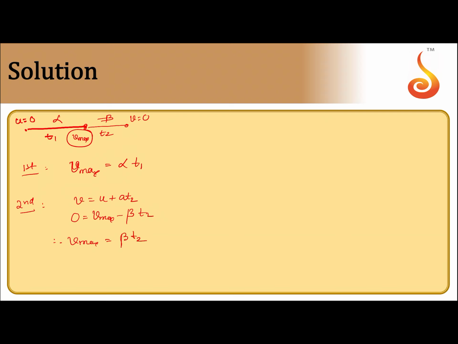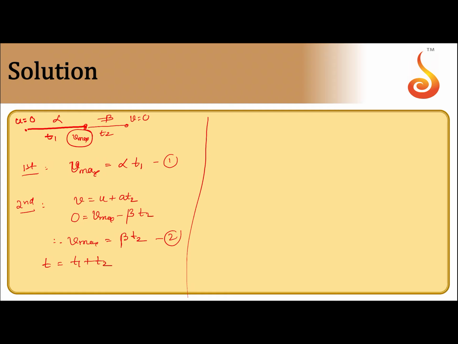So, now we can simplify this equation. This is equation 1 and this is equation 2. We also know that t is equal to t1 plus t2, isn't it? So, now let us simplify this one.